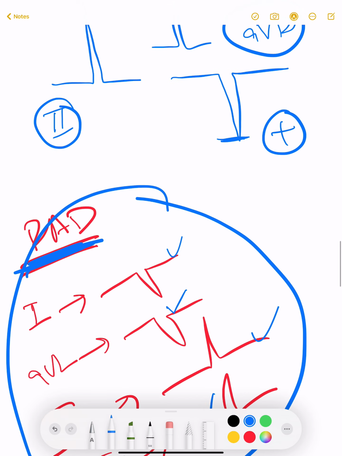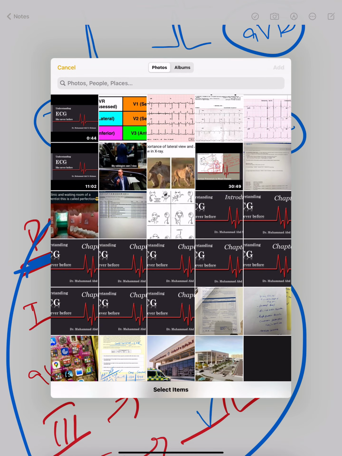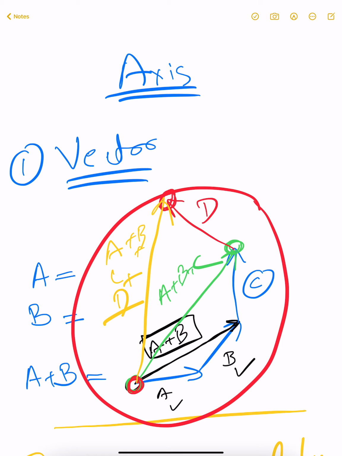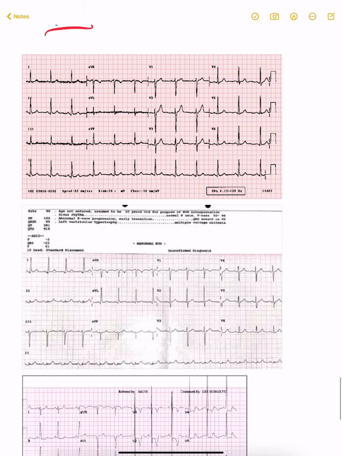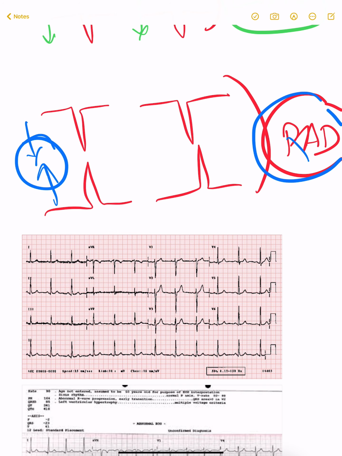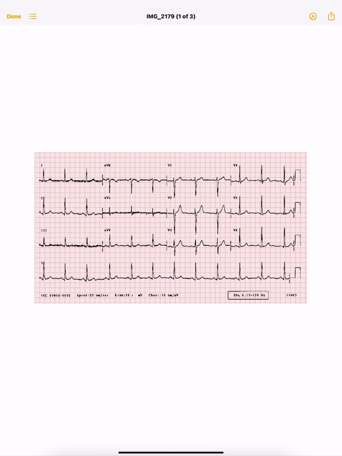So let me show you some of the ECGs for the first time during our videos. You will have a look at these ECGs just to see what we have learned. So this is our ECG. As I told you, this is the normal layout.